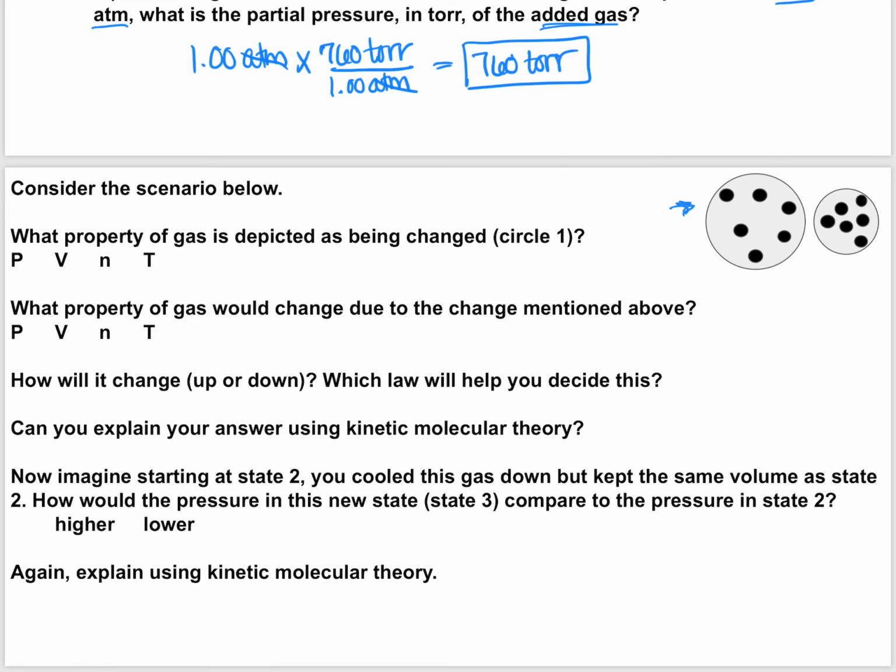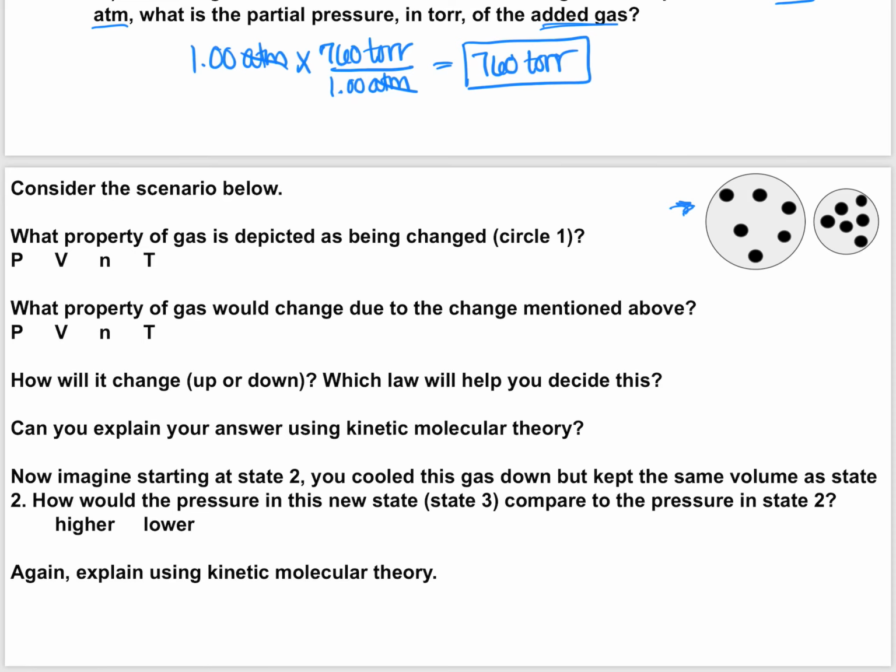Okay, so if you look at the circles, it's gotten smaller. So basically you have a choice. Did we change the pressure of the gas? Did we change the volume of the gas? Did we change the number of gas molecules, or moles, or did we change the temperature? So we basically changed the size.